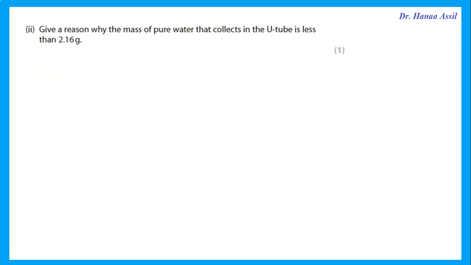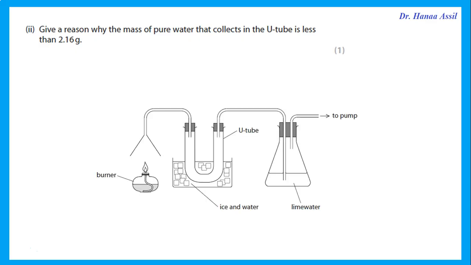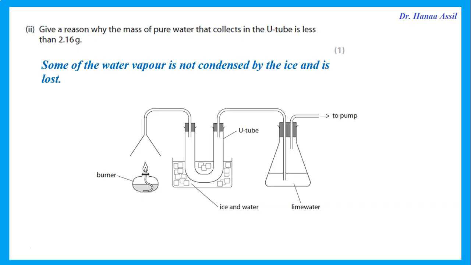Give a reason why the mass of pure water that actually collects in the U-tube is less than 2.16. So we said when the water vapor comes out, it should cool and condense in that U-tube because of the ice. But usually we don't get exactly the amount we're supposed to get. This is because some of the water vapor will continue to go through the apparatus and it is not condensed by the ice, so the water vapor is lost out of the apparatus.